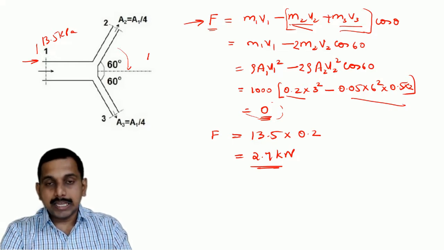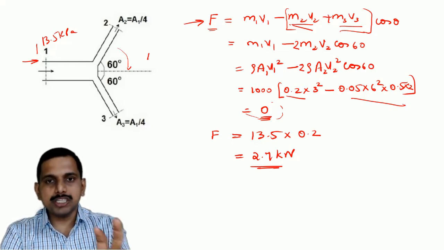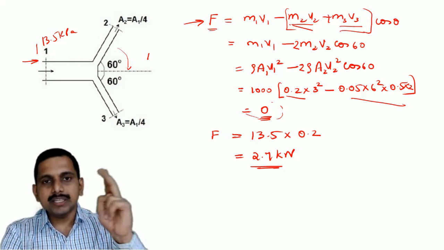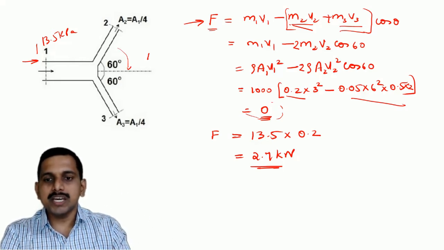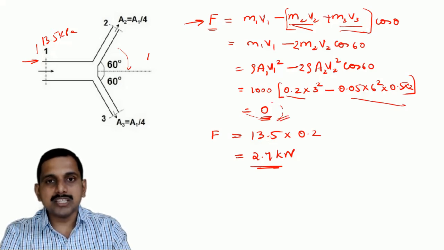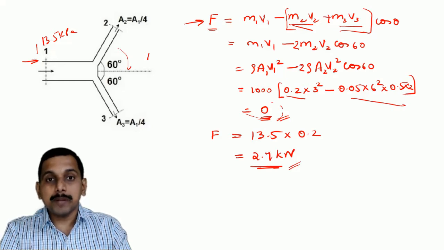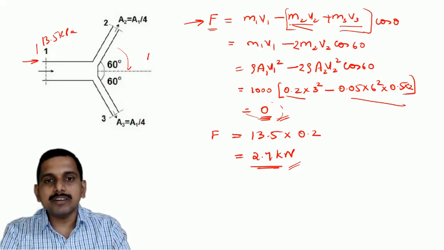Now in this problem, see, the forces can be there due to 2 reasons. One is momentum transfer, the other one is pressure forces. Here the force due to momentum transfer is 0, whereas the force due to pressure is there, which is 2.7 kilonewton.